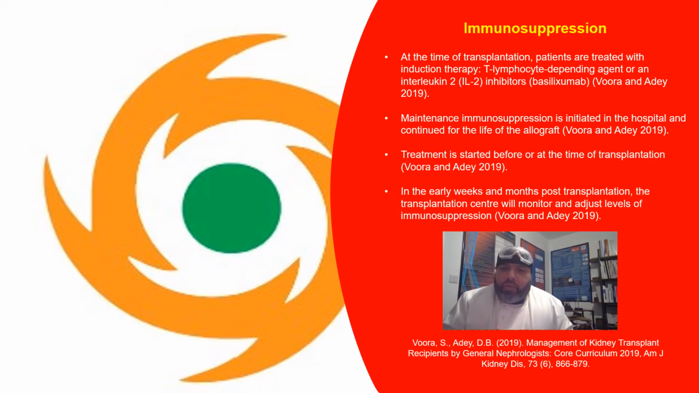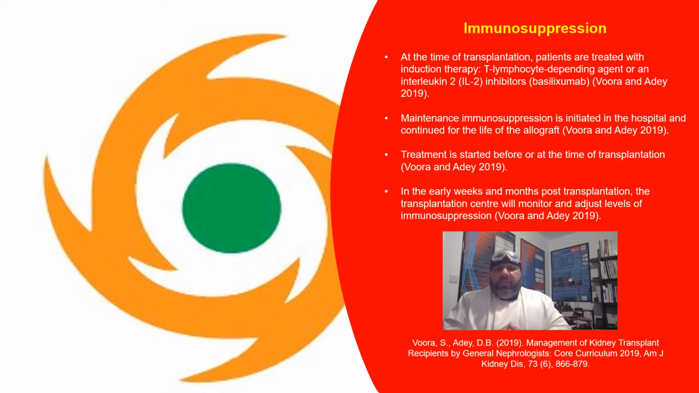Aligned to this is also immunosuppression. At the time of transplantation, as a form of renal replacement therapy, patients are treated with induction therapy. So there can be a T lymphocyte depleting agent or an interleukin-2 inhibitor, for example, basiliximab, which is a monoclonal antibody. Maintenance immunosuppression is initiated in hospital settings and continued for the life of an allograft.